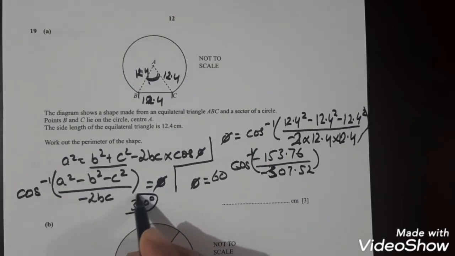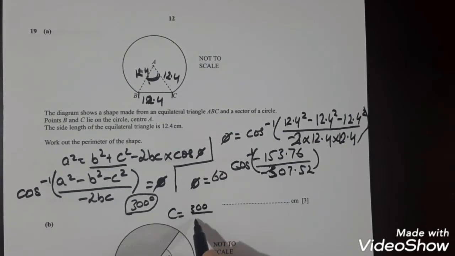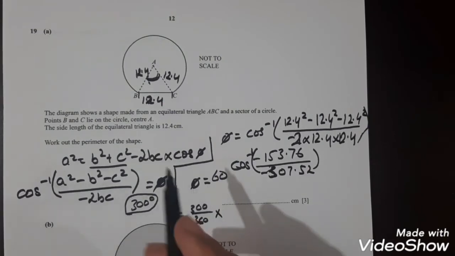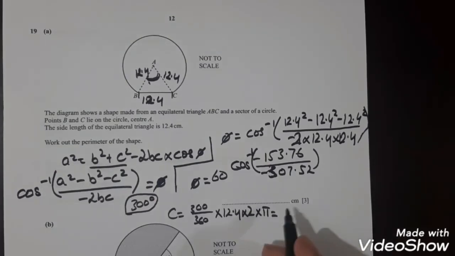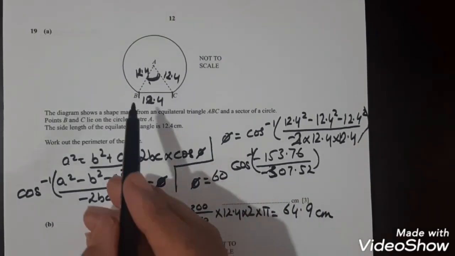So we'll calculate the circumference of this: C is equal to 300 divided by 360 multiplied by the radius, which is 12.4, multiplied by 2 multiplied by pi, which will be 300 divided by 360 multiplied by 12.4 multiplied by 2 multiplied by pi, which will be 64.9 centimeters.